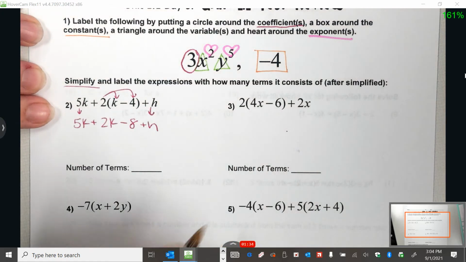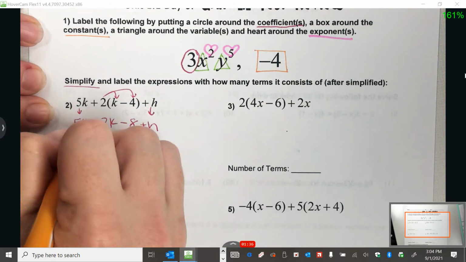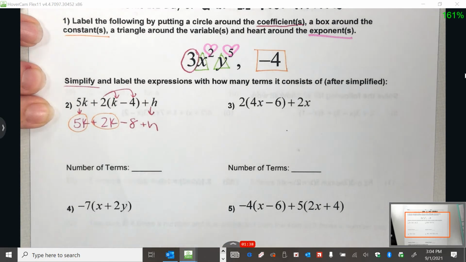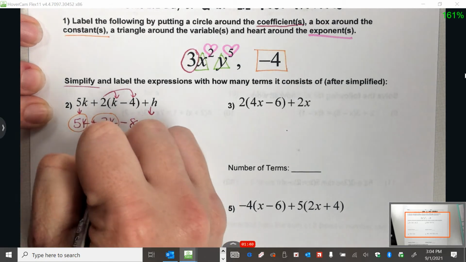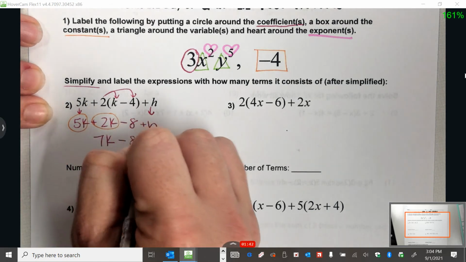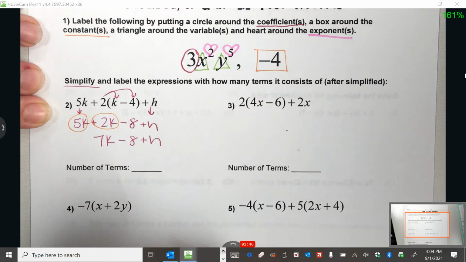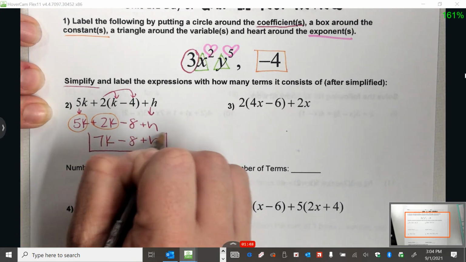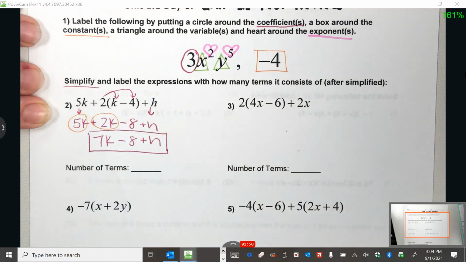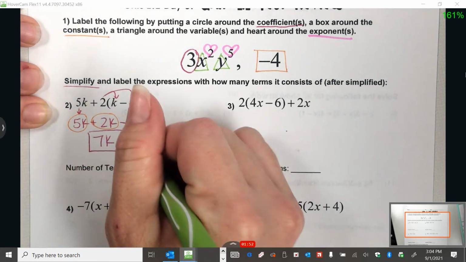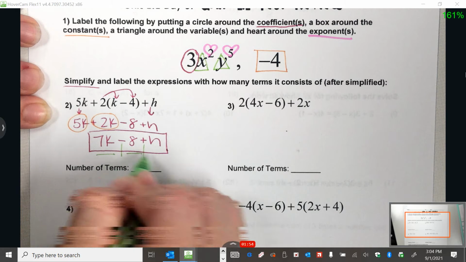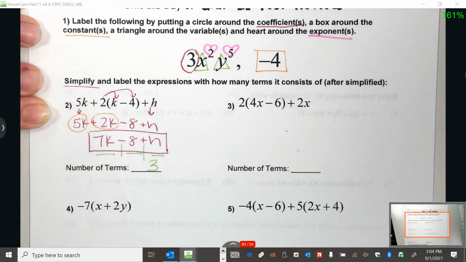Okay, and then I'm going to combine my like terms. So I have 5k plus 2k. So that's 7k minus 8 plus h. Now this has a k, this has no letters, and this has an h. So this is as simple as it gets. Okay, now terms are separated by plus or minus. So I have a minus sign here and a plus sign here, which means I have 1, 2, 3 terms.